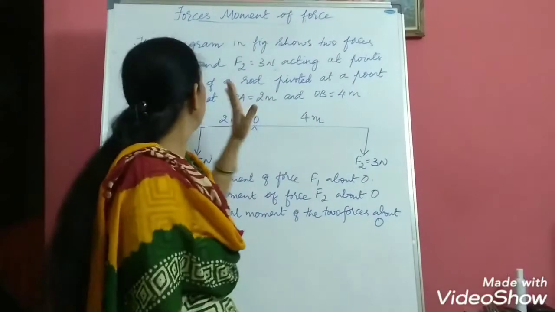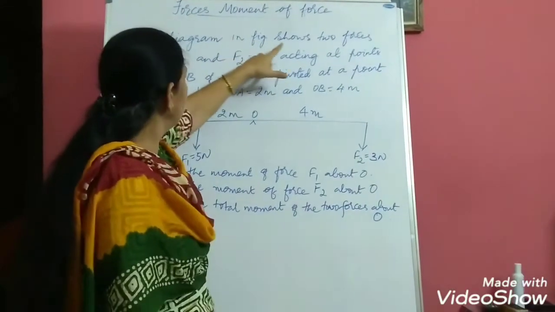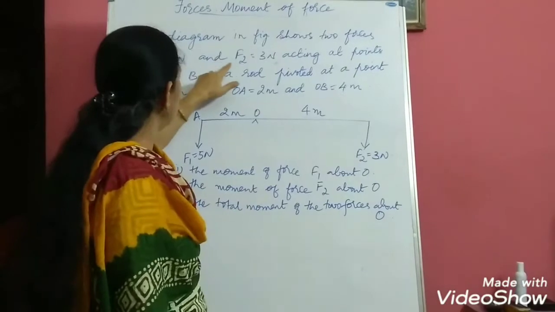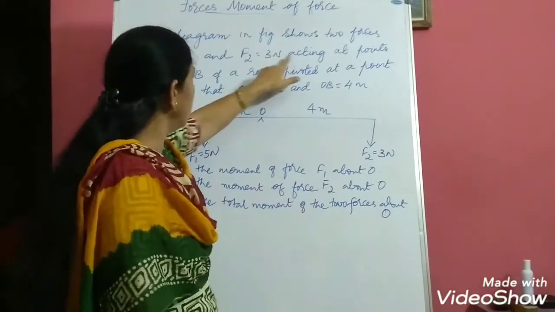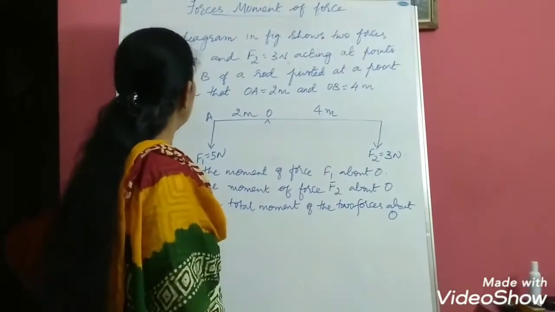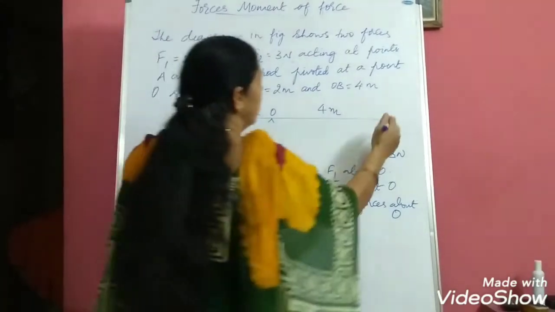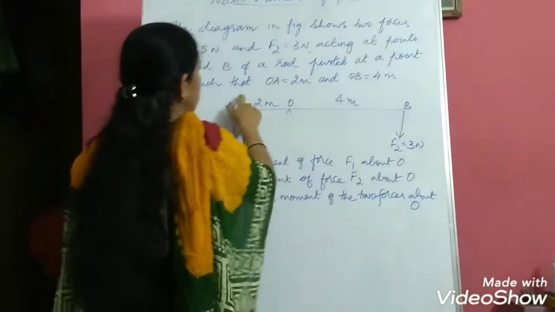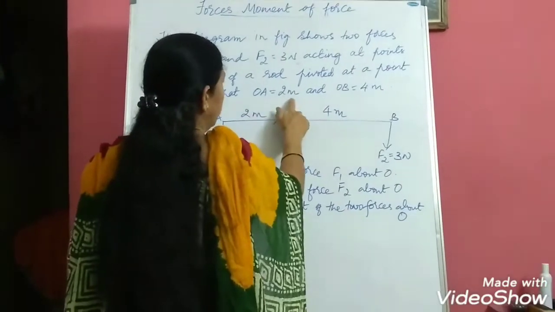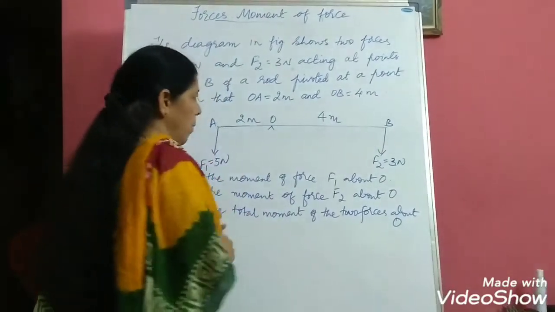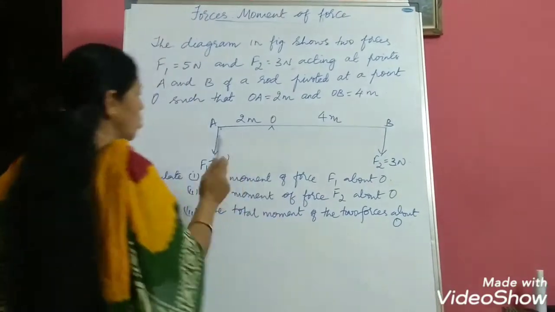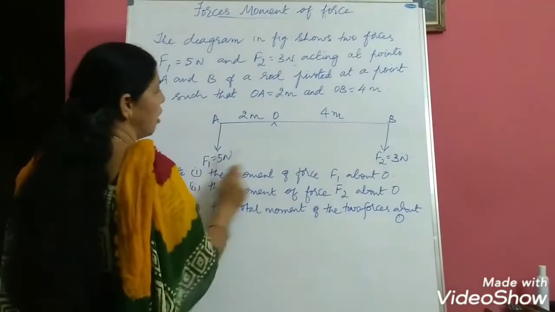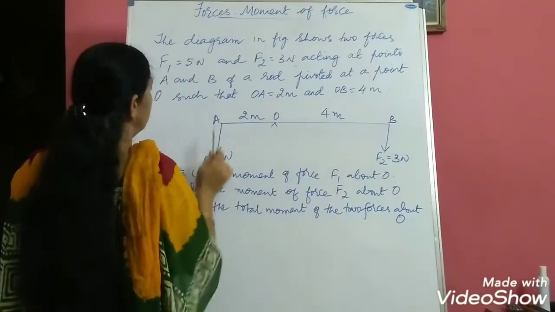I have one more problem for you here. The diagram in the figure shows two forces, F1 equal to 5 Newton and F2 equal to 3 Newton, acting at points A and B of a rod pivoted at a point O, such that OA is equal to 2 meter and OB is equal to 4 meter. In the earlier problem we had only one force, but here there are two forces of different magnitudes.